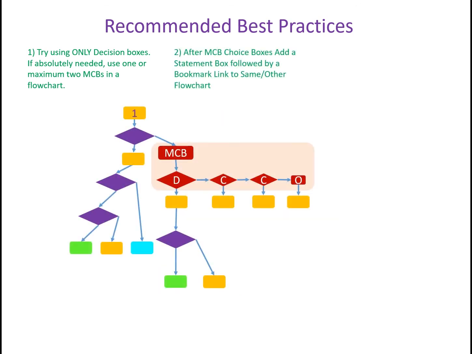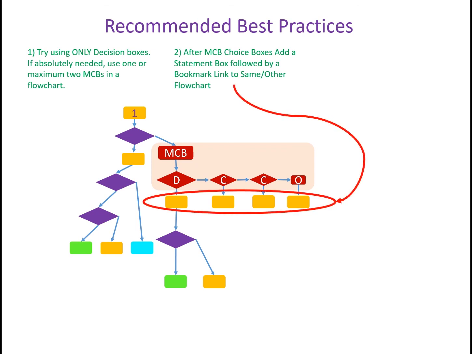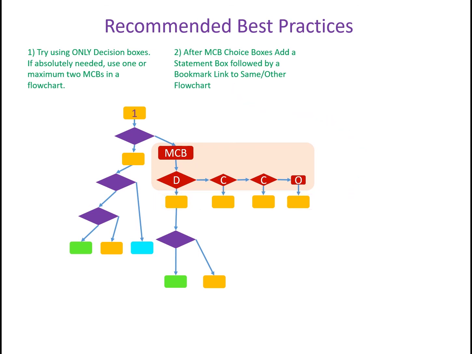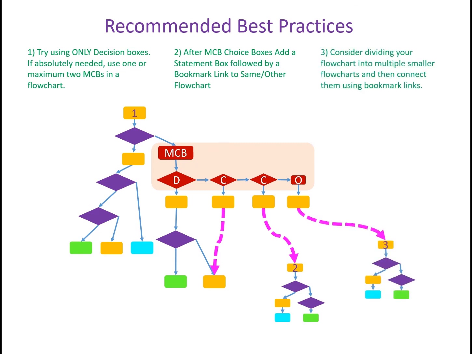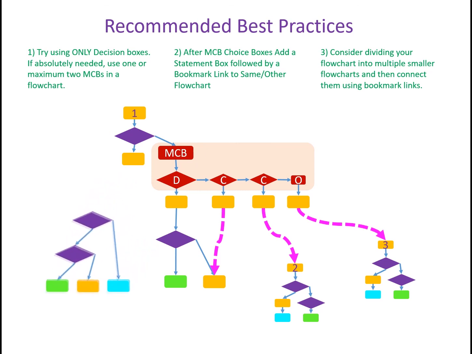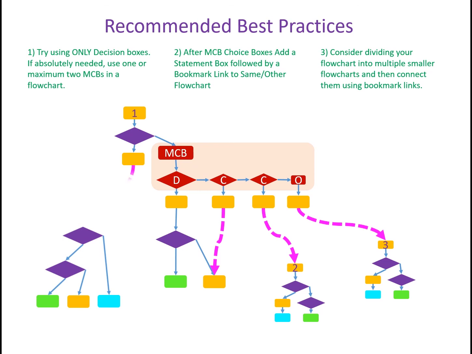When you have to use the multiple choice box, we strongly recommend that immediately following each of your MCB choices, the very first new box you add be a statement box. Adding this statement box after each MCB choice will give you a lot of flexibility in maintaining your flowchart in the long run. And after that statement box, add a bookmark link to a destination box in either the same flowchart or a different flowchart. If using fewer MCB per flowchart does not work for your use case, consider dividing your flowchart into multiple smaller flowcharts and then connect them using bookmark links like so.